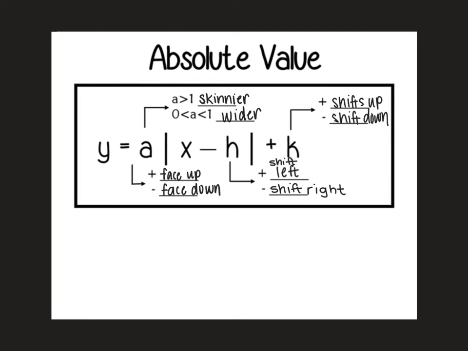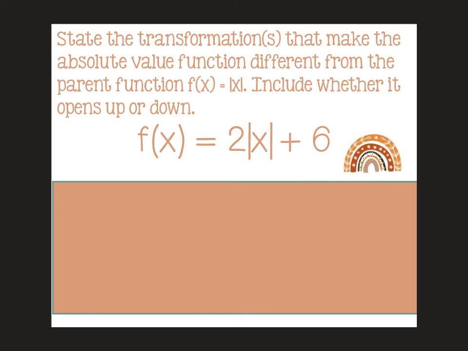If you look back here, that would be A, and it is bigger than 1. Here, if you flip back, that would be K. So if it's positive, it's going up. If it's negative, it's going down. All right, so for the next couple, I'm just going to show you how you use it. So it says state the transformations that make the absolute value function different from the parent function.